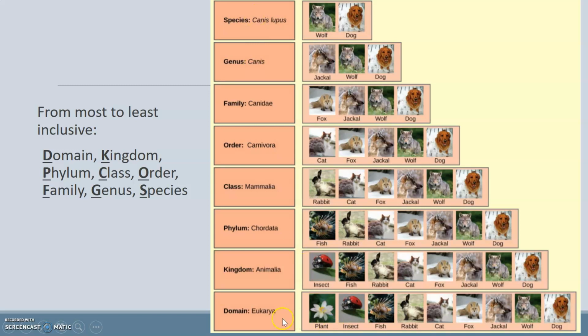You can see that Eukarya includes all of these different organisms. And then the kingdom Animalia includes slightly less. And as we move up through each successive level, there's less and less inclusion, or just less stuff in each category. And you do have to know them in order from most to least inclusive, and this mnemonic, Dear King Philip came over for good spaghetti, is helpful in doing that.